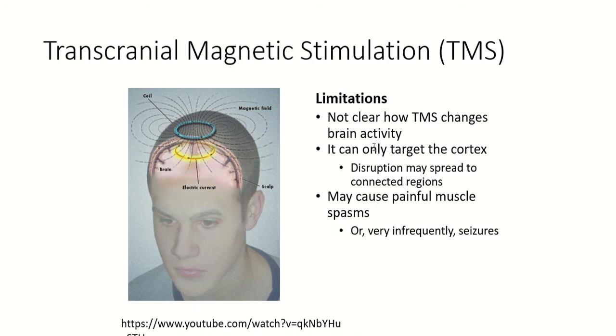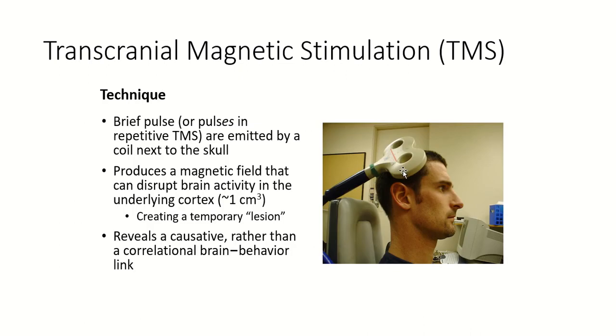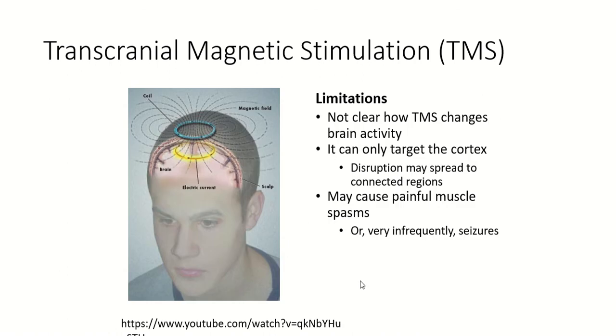Second, just like EEG, because you're applying this from the outside of the head, it has to go through the skull and it can't really go very deep down into the brain. So you can't really study subcortical areas like the amygdala and so forth. Stimulation couldn't reach that far down, so you have to stick to higher level areas that are part of the cerebral cortex. Finally, for some people, this can cause some painful muscle spasms and very infrequently seizures.